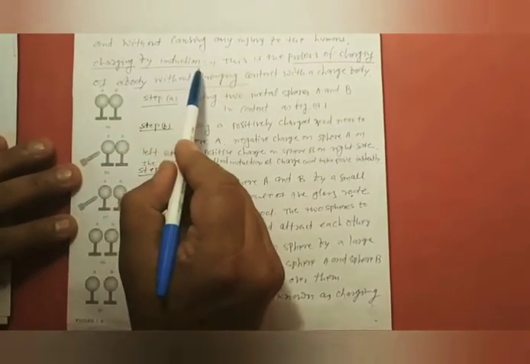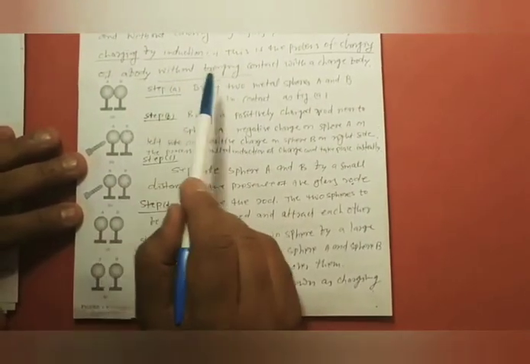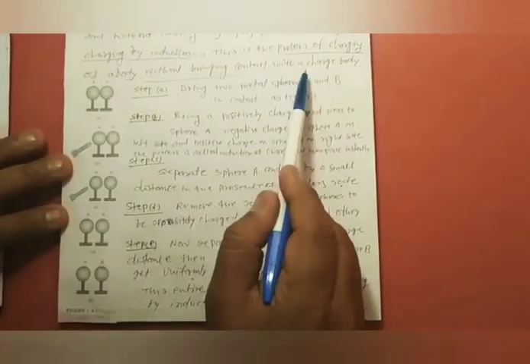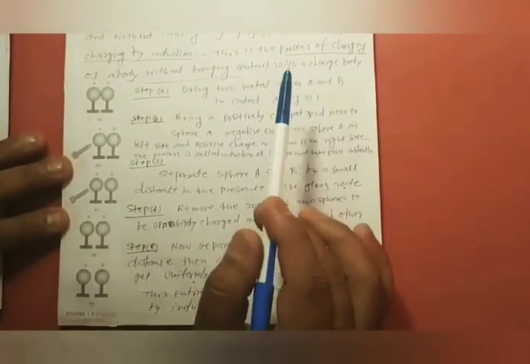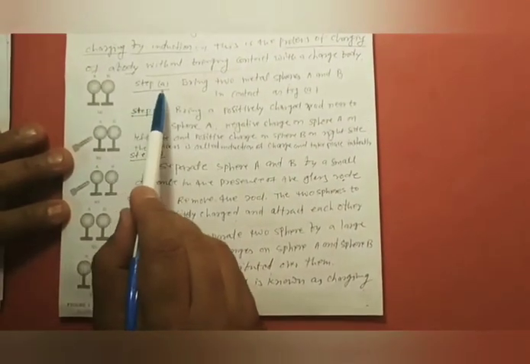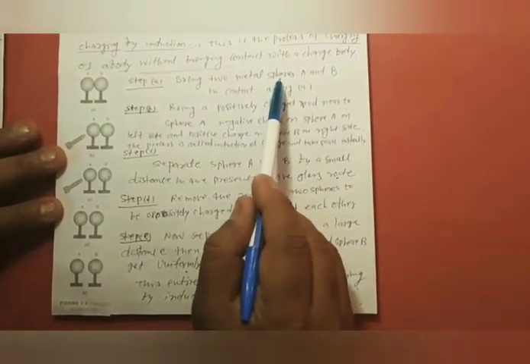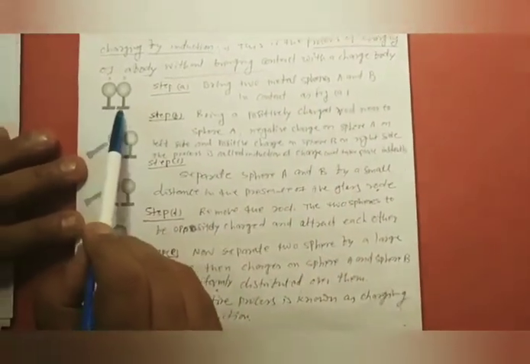Charging by induction. This is the process of charging a body without bringing it into contact with a charged body. This process contains a total of 5 steps. First step, step A: bring two metallic spheres A and B in contact as in figure A and B.